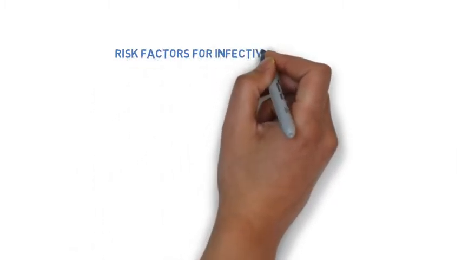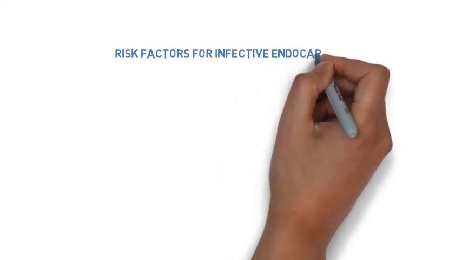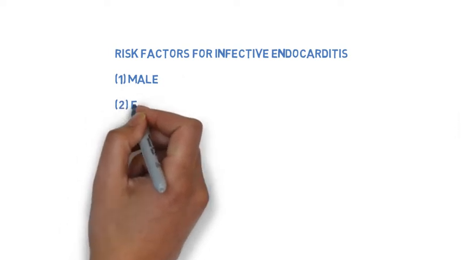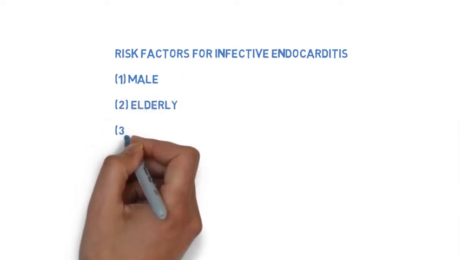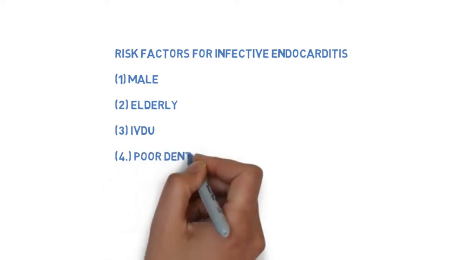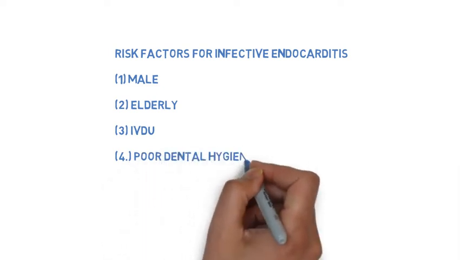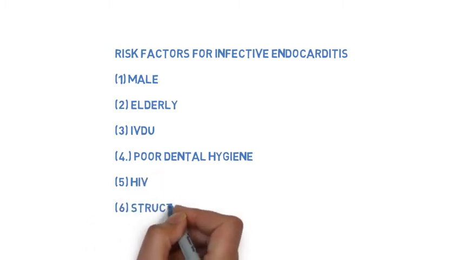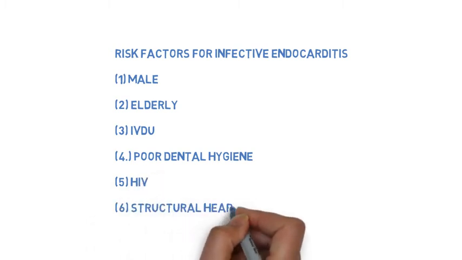Risk factors for infective endocarditis include male sex, elderly, the use of IV drugs, and this can cause right-sided infective endocarditis, poor dental hygiene, structural heart disease, and HIV.